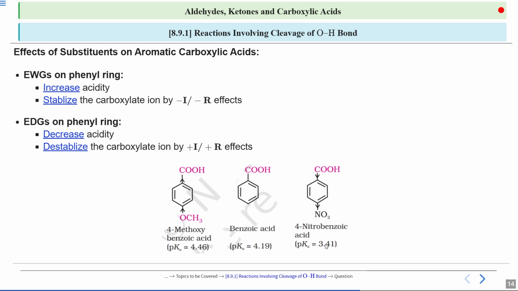So the smaller the pKa value, the stronger the acid is. In 4-nitrobenzoic acid, you have a NO2 group, which is an electron withdrawing group. We have seen that electron withdrawing groups increase the acidity, that is, they stabilize the carboxylate ion by -I or -R effect. Whereas in 4-methoxybenzoic acid, the OCH3 group is an electron donating group. So this decreases the acidity because it destabilizes the carboxylate ion by +I or +R effects. So this is the effect of substituents on aromatic carboxylic acids.